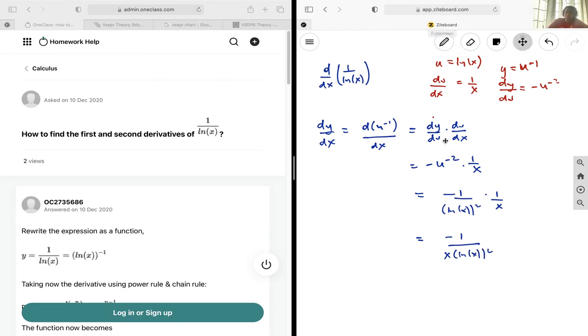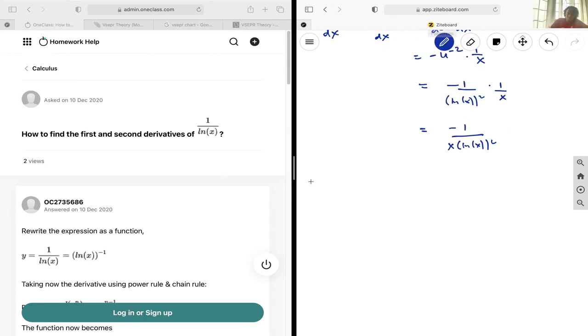Next up, we want to find the second derivative. So d squared of 1 over ln x over dx squared. That is just going to be the derivative of the first derivative. So d over dx of -1 over x ln x squared. And then for this one, we are going to be using the quotient rule. Let's just write it down quickly for us here.